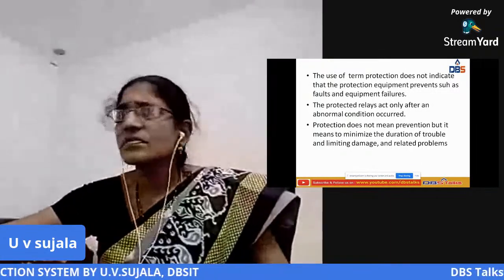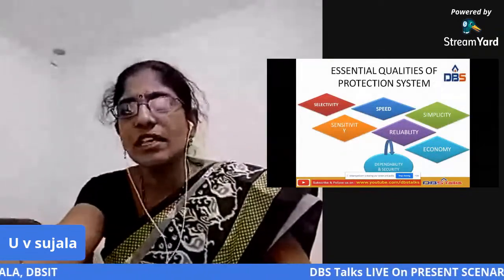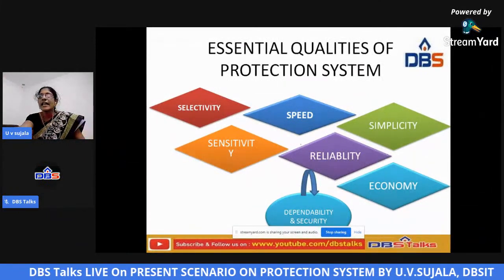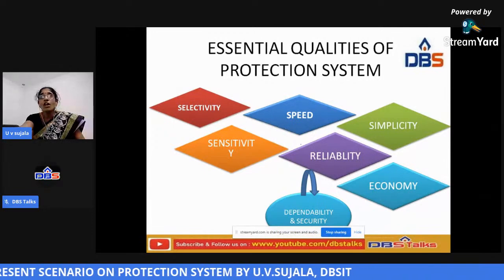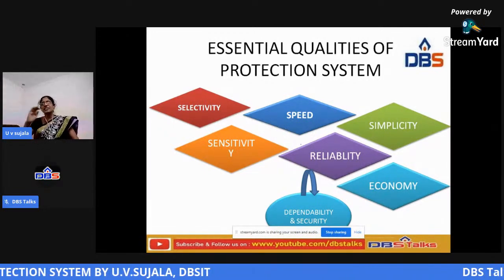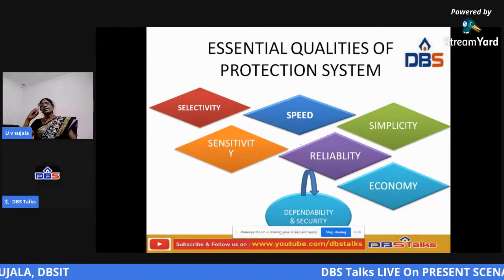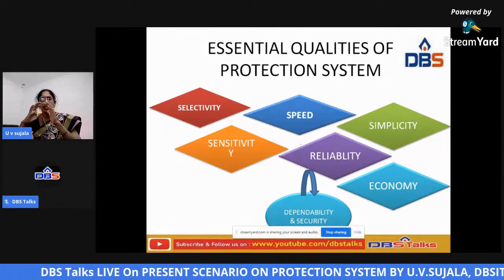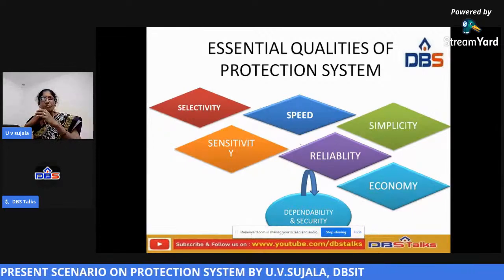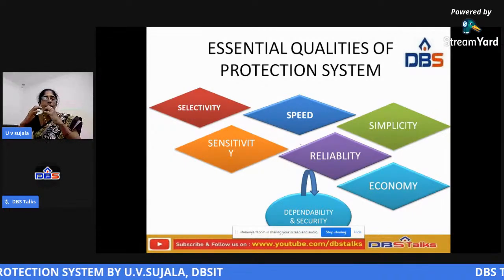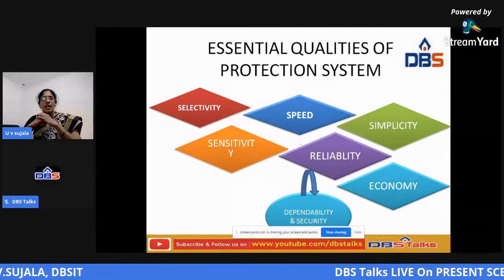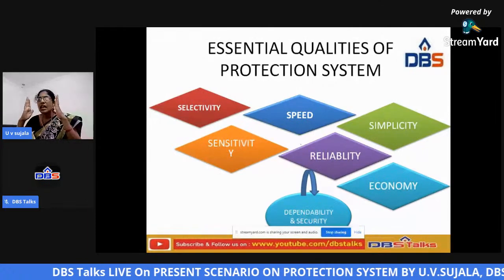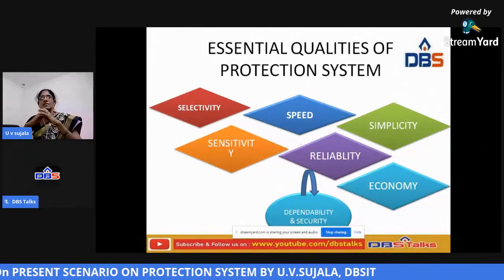So what is protection, and what is the need for protection? We already saw that. Next, we see the essential qualities. This is very important to protect any system. A protection system is very important for power systems. It provides operation under abnormal conditions, to prevent failure or limit the effect. Every protection system must have some essential qualities.